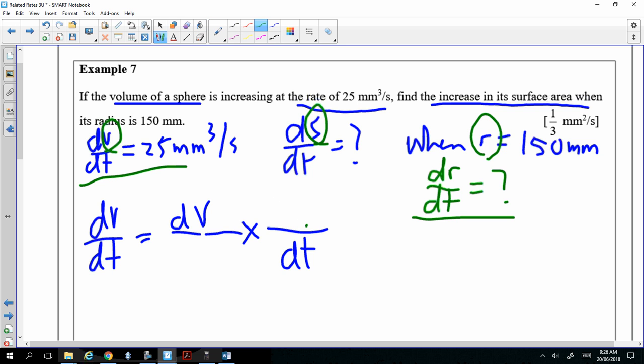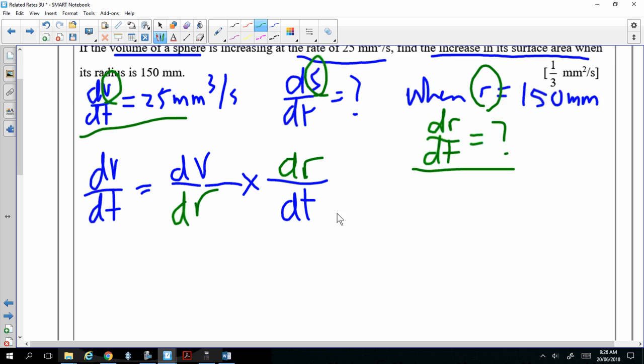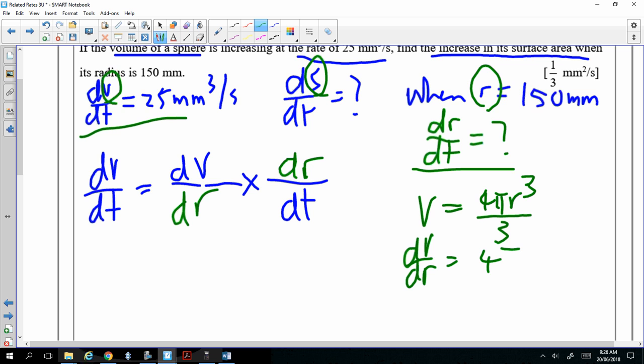All right, so we're going to do dr/dt. So we're going to find V in terms of r. We write V, which is 4 pi r cubed over 3. Then we can find dV/dr, which is 4 pi r squared. I skipped the working out. And then we're going to find dr/dt. We know what dV/dt is, which is 25. So we'll go 25 equals dV/dr, 4 pi r squared, times dr/dt.